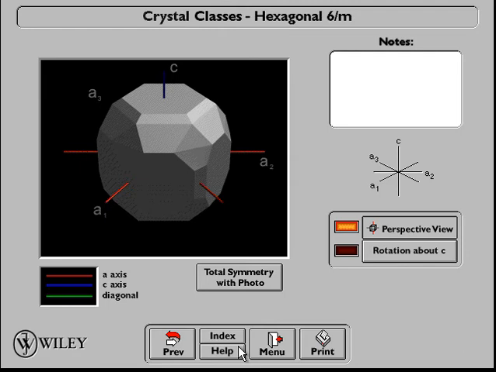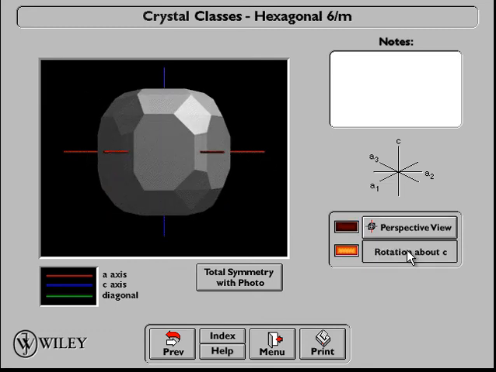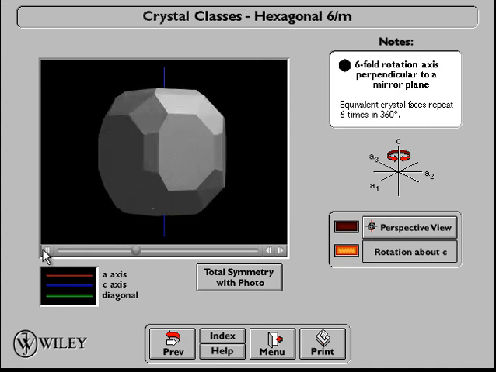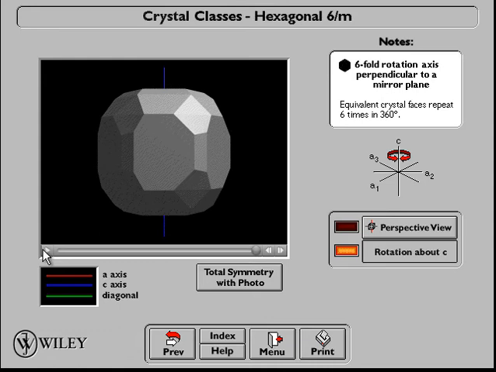So that we have this one here, and now we are making a rotation about C. Here we have the 6-fold rotation axis perpendicular to a mirror plane, and the mirror plane is here. And here we have our 6-fold rotation axis, and here is the symbol for it. Now we can watch the movie. So now we are repeating it 6 times in 360 degrees, and indeed that's true.